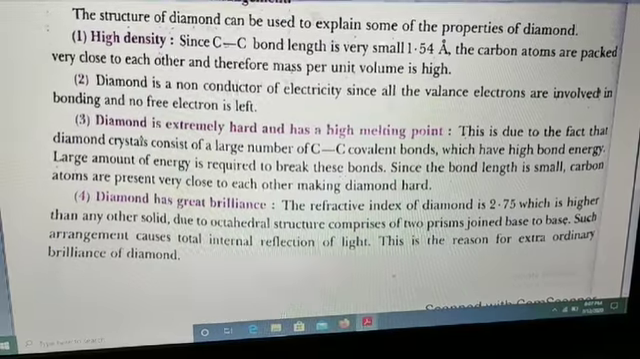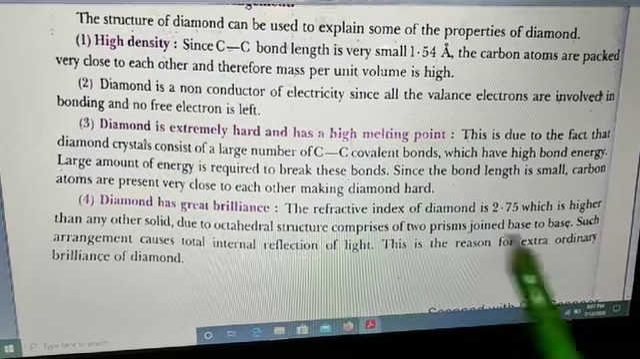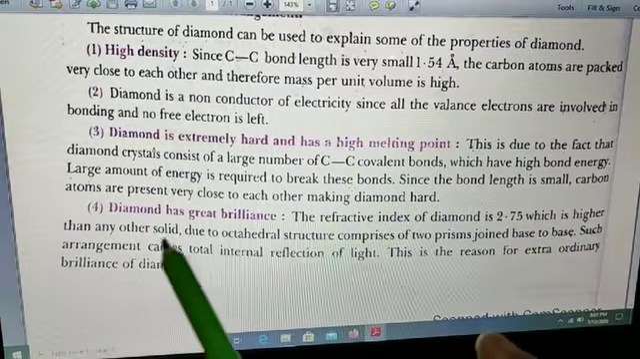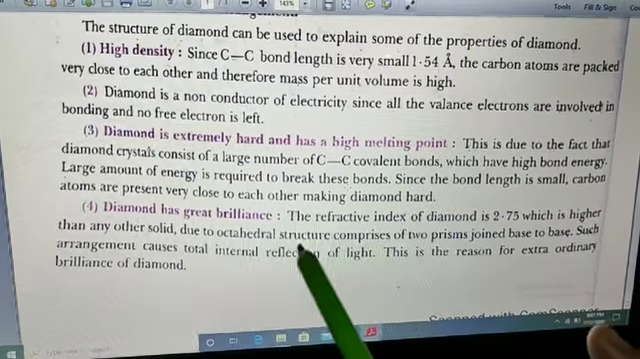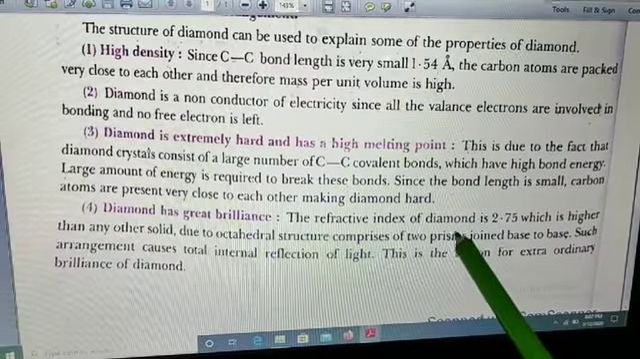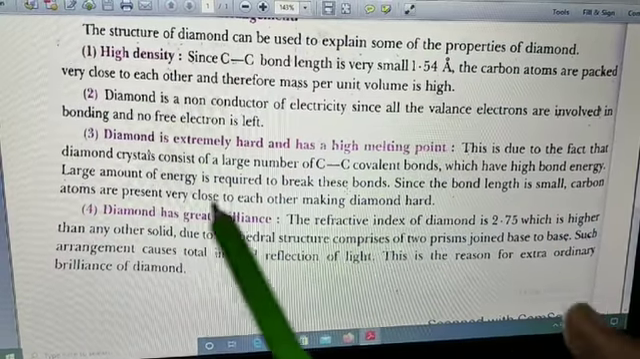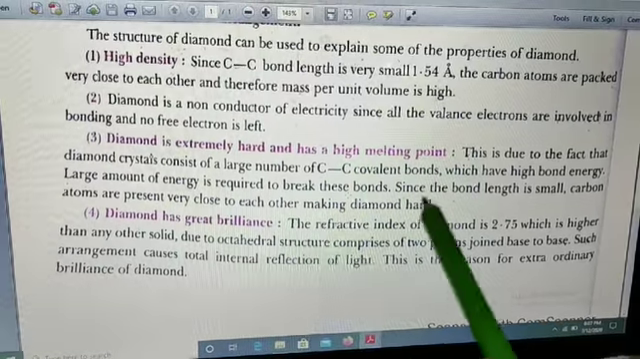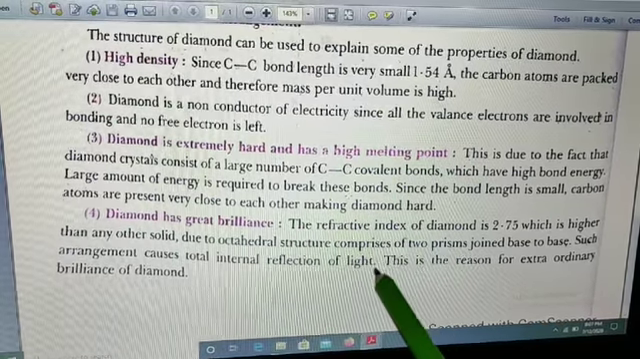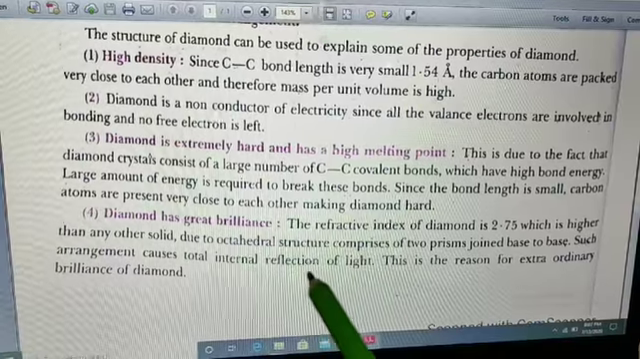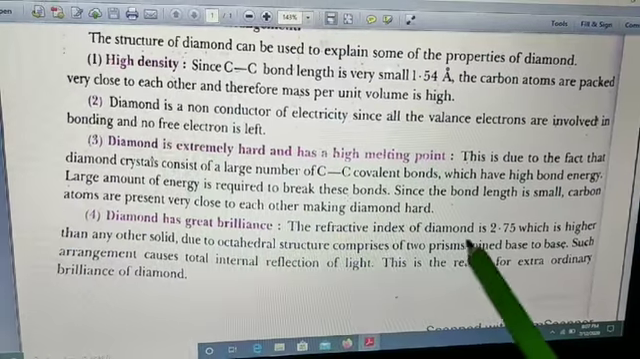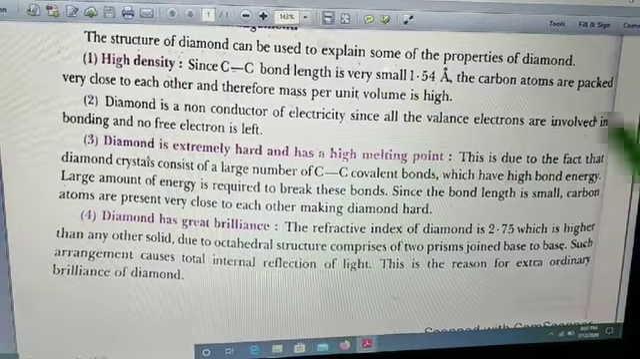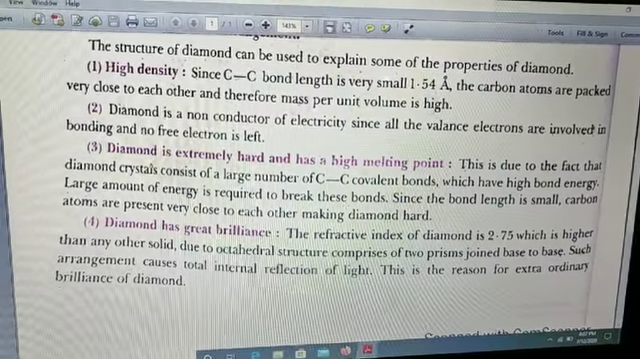And the last point we have got is that diamond has a great brilliance. That means it has a good shining property, you can say. The refractive index of diamond is 2.75, which is higher than any other solid. Due to the octahedral structure comprising 2 prisms joined base to base, such an arrangement causes total internal reflection of light. So the diamond is cut in such a way that the total internal reflection phenomenon takes place. This is the reason for the extraordinary brilliance of diamond.